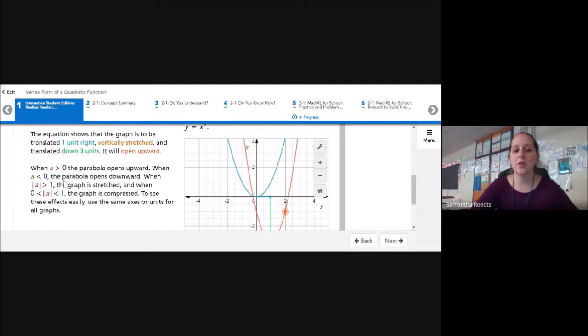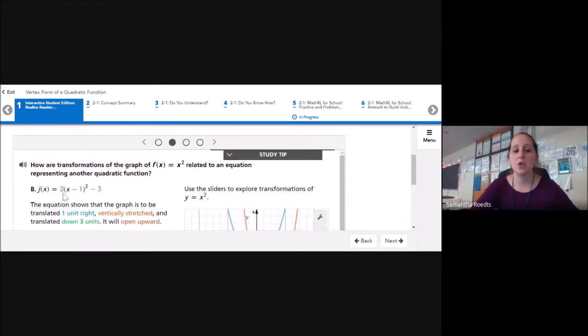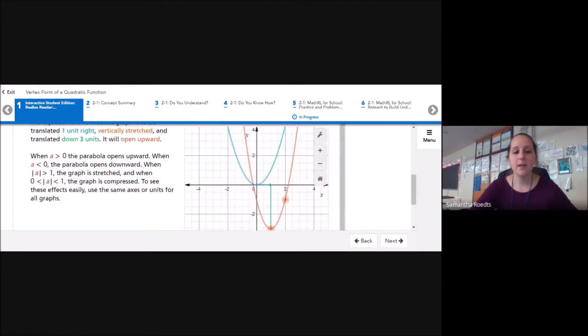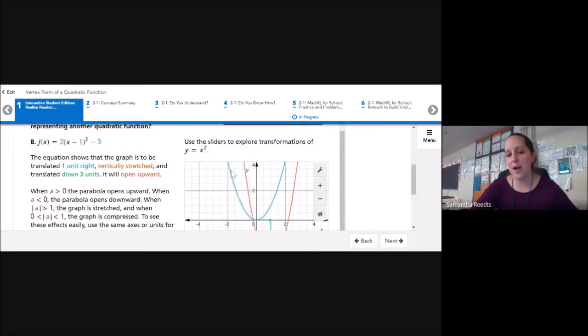Okay, so when a is greater than 0, the parabola opens upward. When a is less than 0, the parabola opens downward. When the absolute value of a is greater than 1, the graph is stretched. And when 0 is less than the absolute value of a, which is less than 1, the graph is compressed. So 2, absolute value of 2 is 2. That's greater than 1, so the graph is stretched. To see these effects easily, use the same axis or units for all graphs. So basically, I've graphed x squared, and then I graphed 2 times the quantity x minus 1 squared minus 3.